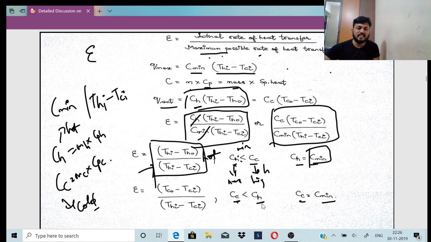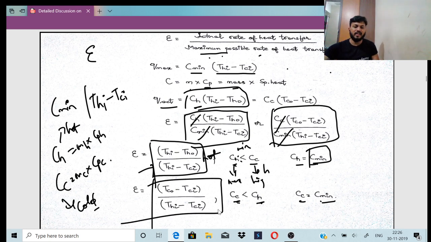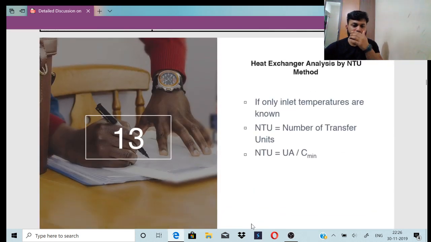And if CC is less than CH, CC will become C minimum. C minimum cancels, and this will be the formula for the effectiveness of a cold fluid. Right? We'll move on to the next one.